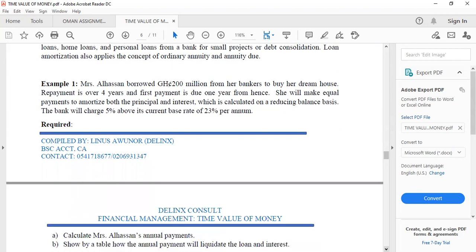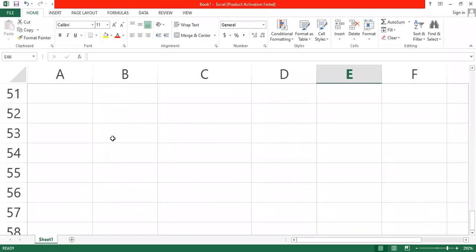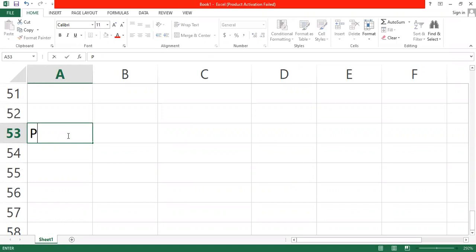But let's move on. Calculate Mr. Hanson's annual payments. So the 200 million becomes the present value of the loan, isn't it? So how much would the person be paying at the end of every year? Show by a table how the annual payment liquidates the loan and interest. With loan amortization, the payment is made at the end of every year, so this is an ordinary annuity. So we use the present value of ordinary annuity.